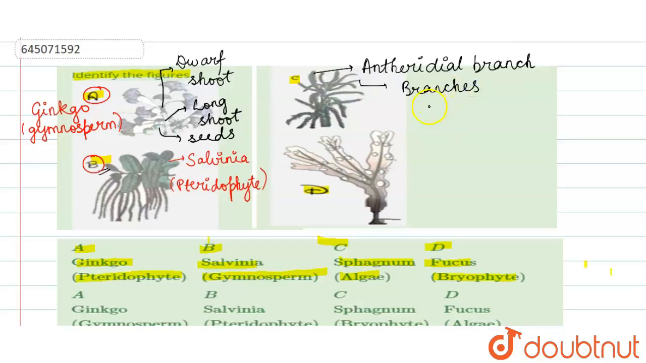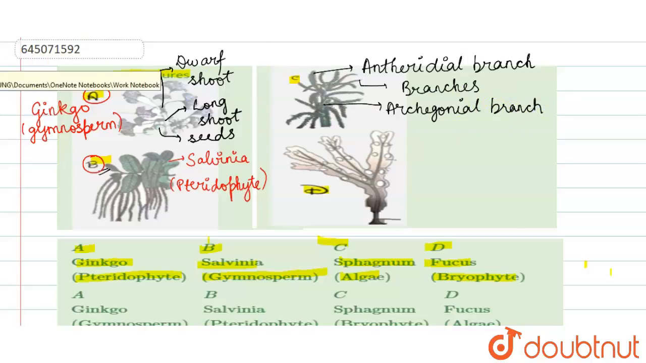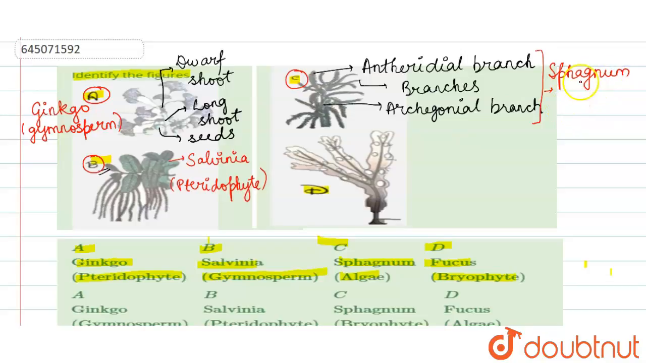If we see the center part, it is known as the archegonial branch. So the antheridial branch, some other branches and the archegonial branch are the characteristic features of this plant. So this plant is sphagnum, because sphagnum possesses all these three. And the group to which sphagnum belongs is bryophyte. Sphagnum is a bryophyte.